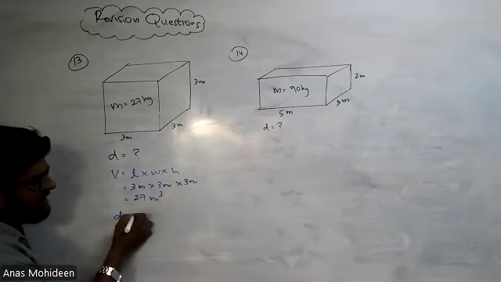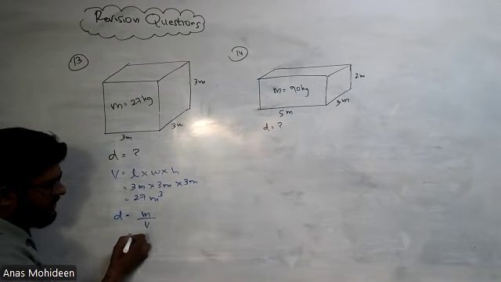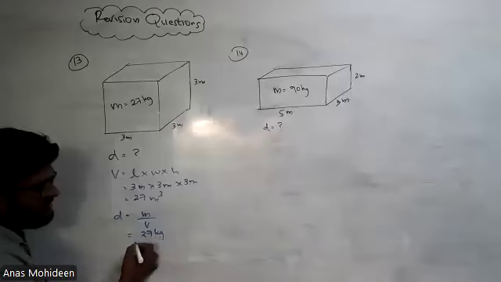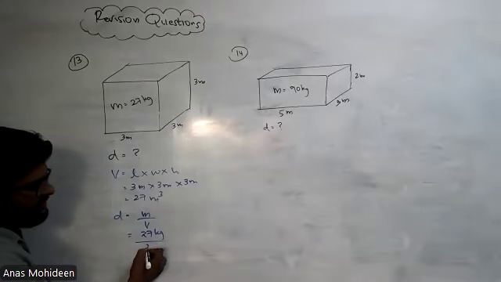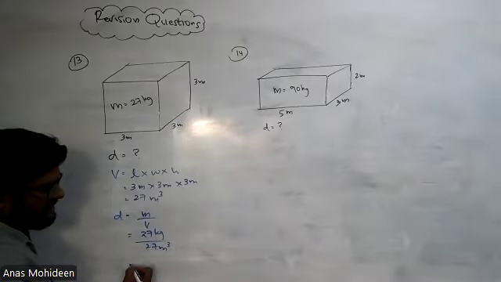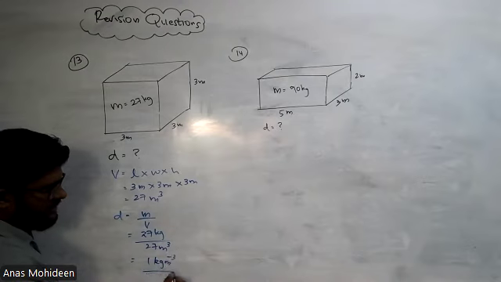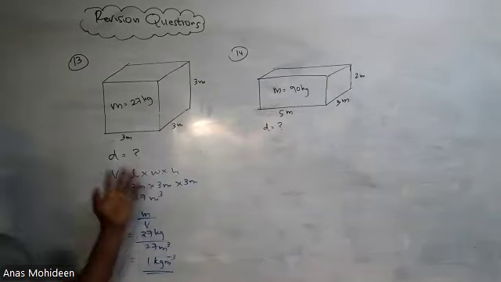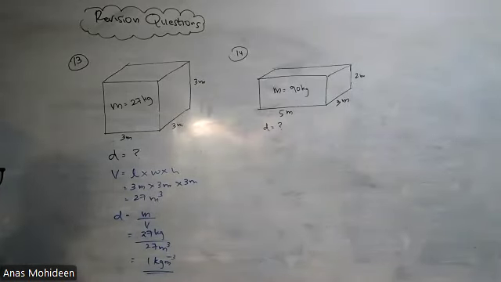And now density is equal to mass over volume. How much is the mass given? 27 kilograms. Dividing by what is the volume? 27 cubic meters. It is 1 kilogram per cubic meter. That's it. So in the same way you want to find out the volume for a cuboid also, right?